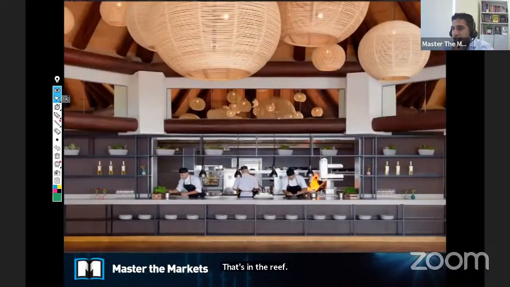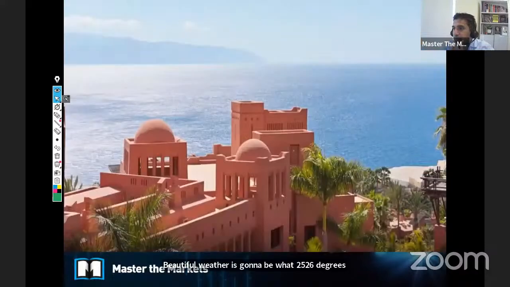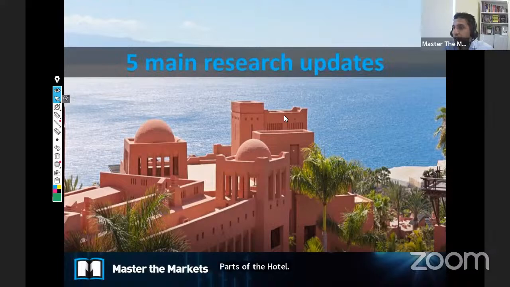It's going to be about 25, 26 degrees. Some parts of the hotel have a beautiful, breathtaking ocean view, where we'll be having our first evening dinner. What we're going to be going through over there is quite a lot of stuff.